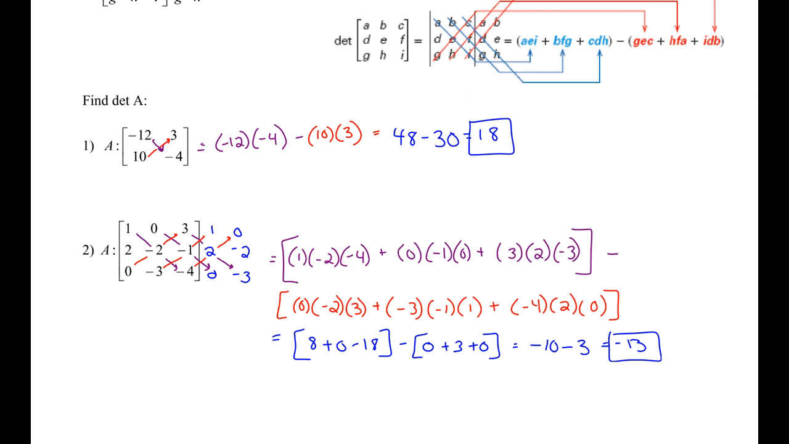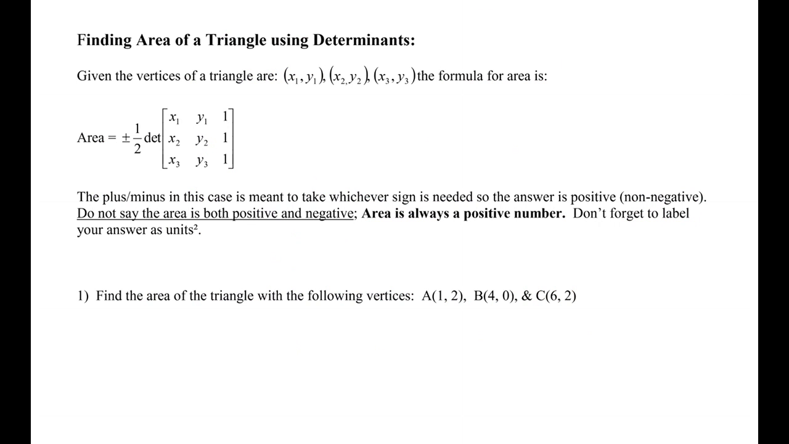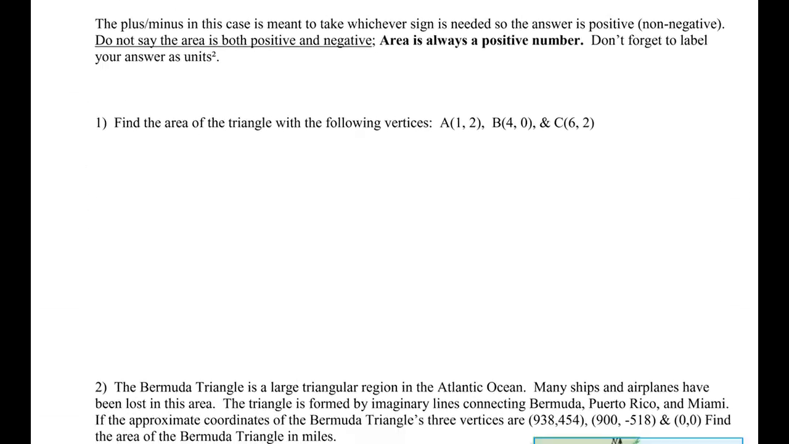Please look at the next page. We can use the determinant to find the area of a triangle. Given the vertices of a triangle, the formula for area is plus or minus 1/2 the determinant of the vertices, with the final column being ones. The plus or minus in this case is meant to take whichever sign is needed so the answer is positive. Do not say the answer is both positive and negative. Area is always positive. And don't forget to label your answer as units squared.